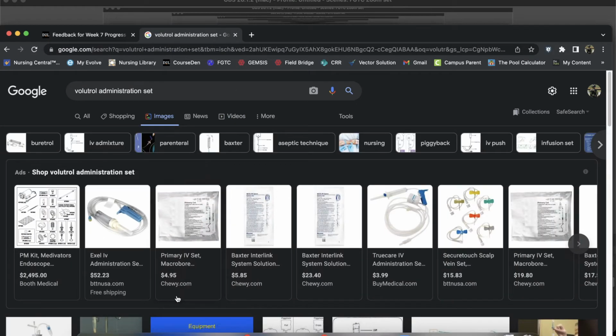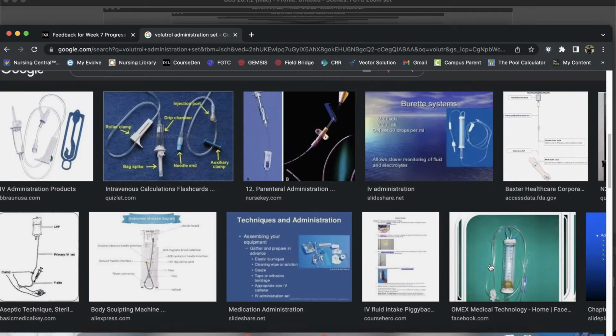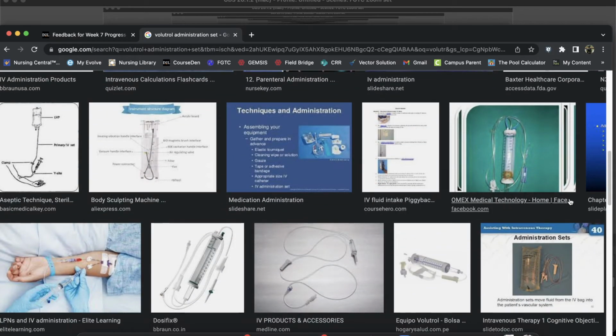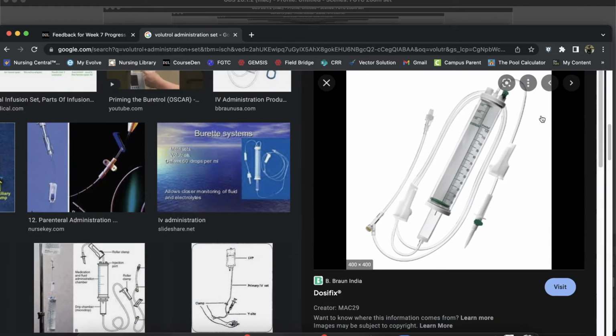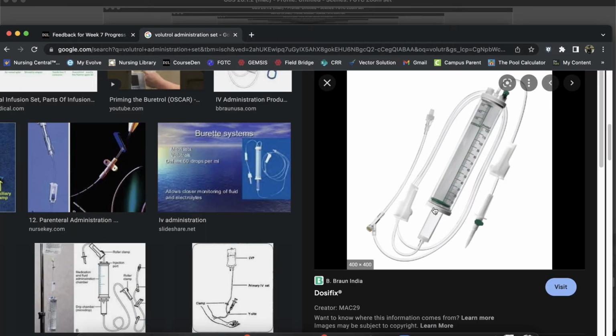All right, so the Volutrols will come in a number of different designs and styles. You might have the burette sets, but basically they're designed to control the amount of fluid that's going to be given to the patient at a time. One of my preferred methods for administering fluids to pediatrics is using one of these. We call this a burette set, sometimes referred to as a Volutrol. It's typically micro, but also maybe a macro drip. This is about a 150 milliliter volume.